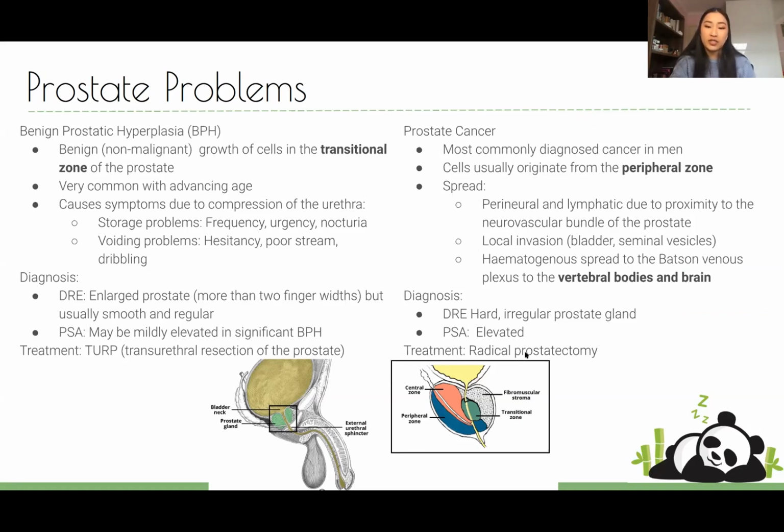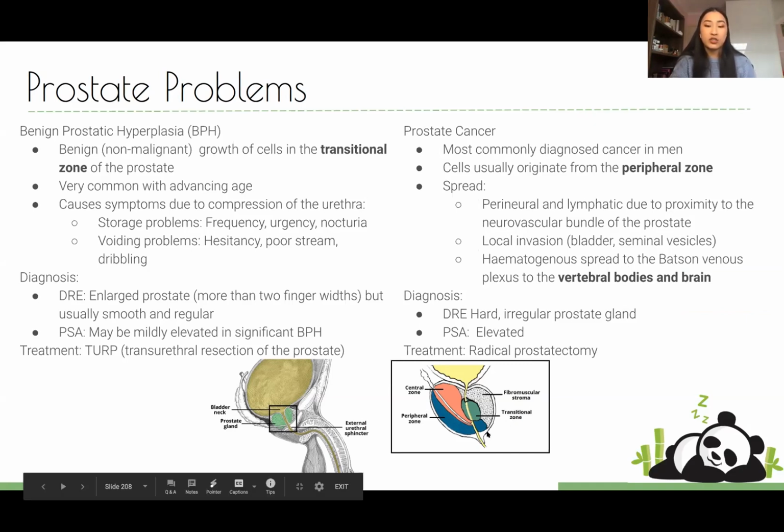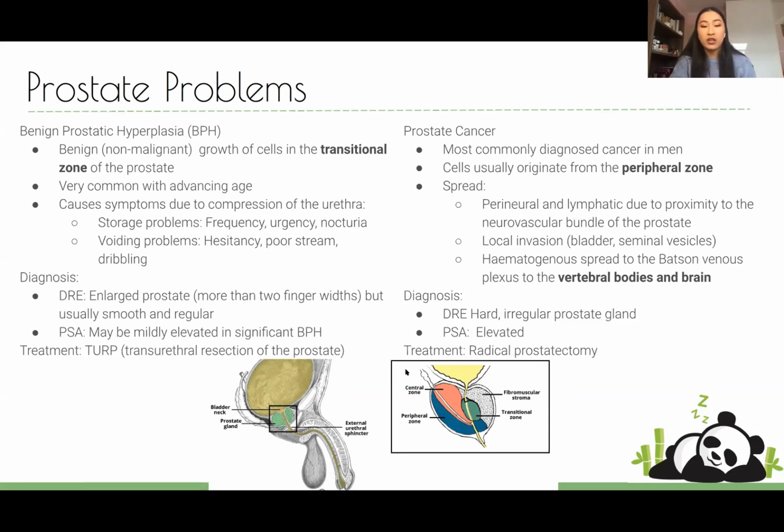Treatment is radical prostatectomy, basically cutting it out. But remember that this causes erectile dysfunction, apparently with a rate of like 50%. So it's quite bad and often not ideal.